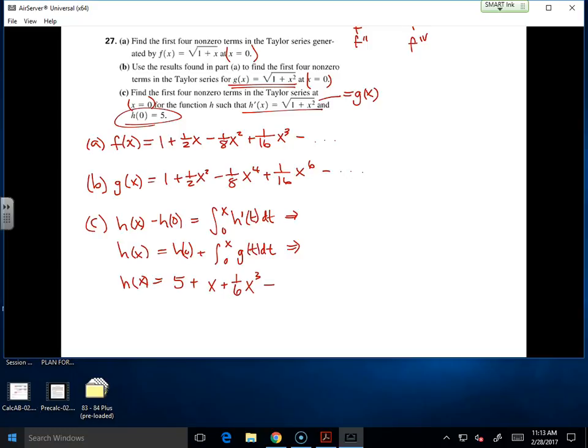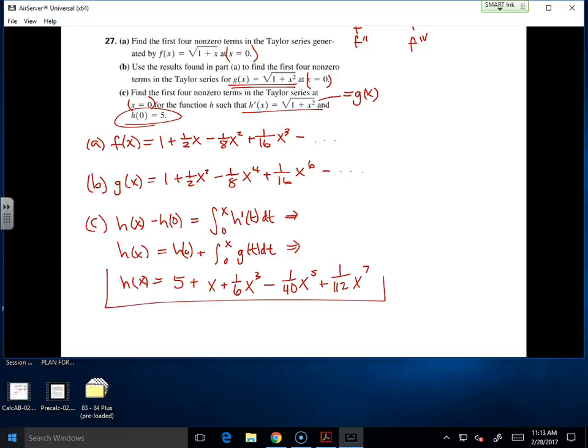Let's see, where am I? Minus x to the 5th over 40, 5 and 8 is 40. And then we have to do one more, so plus x to the 7th all over, 7 times 16 is 112, is that right? Yeah, 1/4. Oh, I didn't do that far.